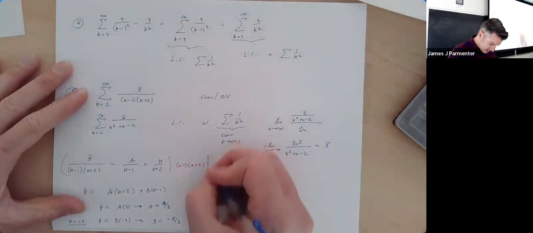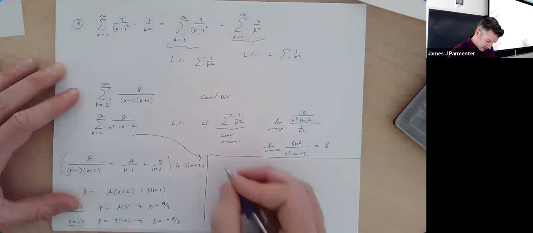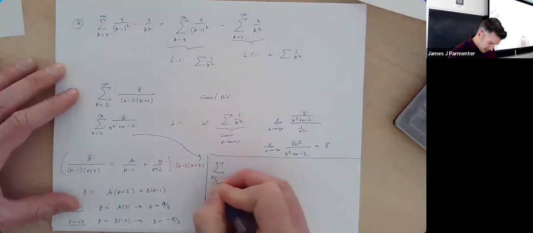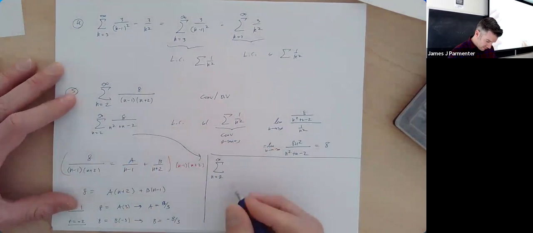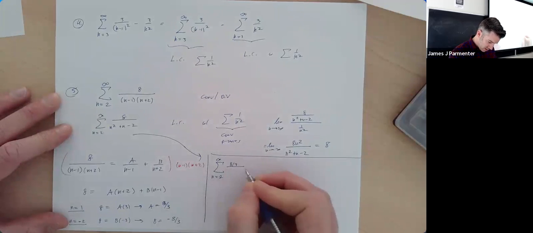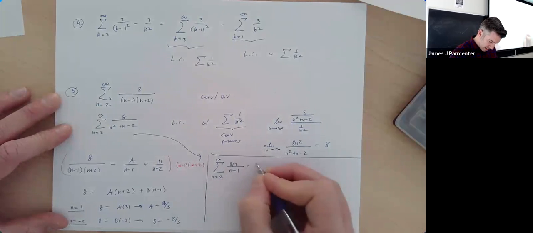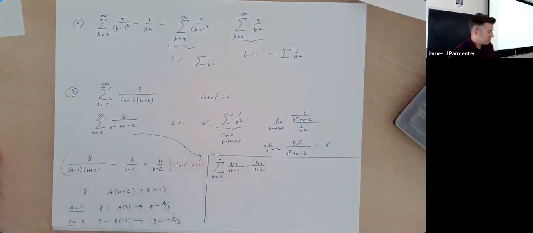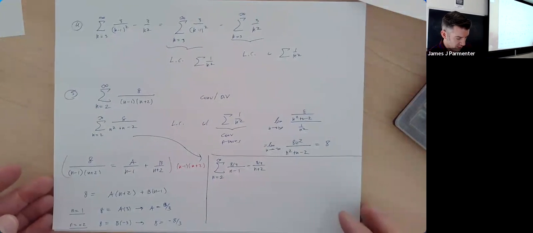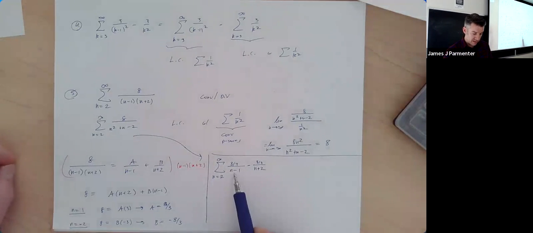Here's what we've really got. Our sum can be rewritten as the sum from n equals 2 to infinity of A, which is 8 thirds over n minus 1, minus 8 thirds over n plus 2. The only other thing you really need to look out for here is how many terms we are actually going to need to add together. Well, what's the difference between n minus 1 and n plus 2?